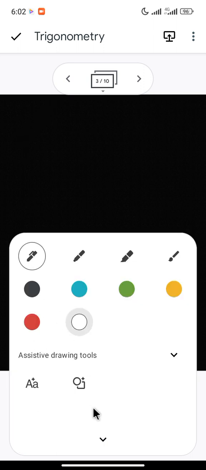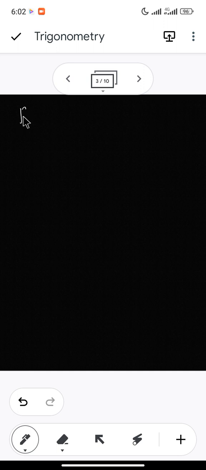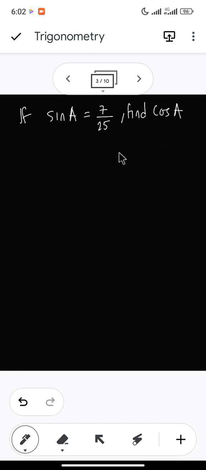So the question can say that if sine A is equal to 7 over 25, find cos A. So this is what you're going to do, and okay, find cos A and tan A. Now, first things first, you have to apply the knowledge of your SOHCAHTOA or your right angle triangle. So let's draw a right angle triangle.